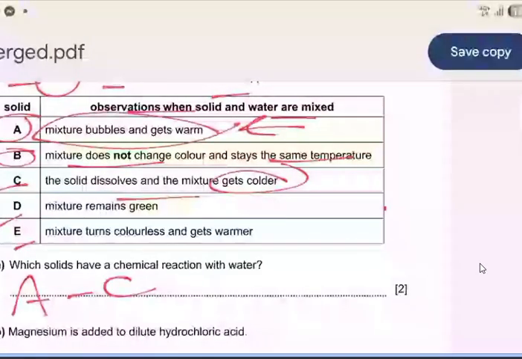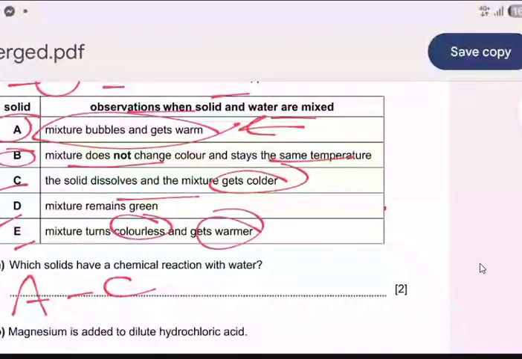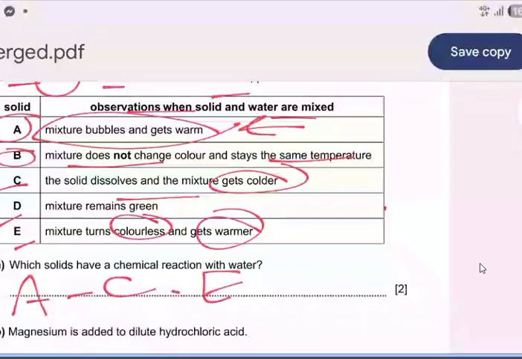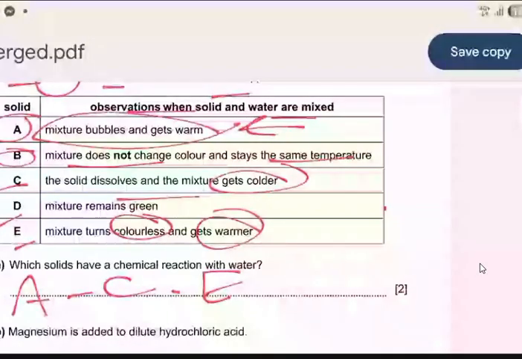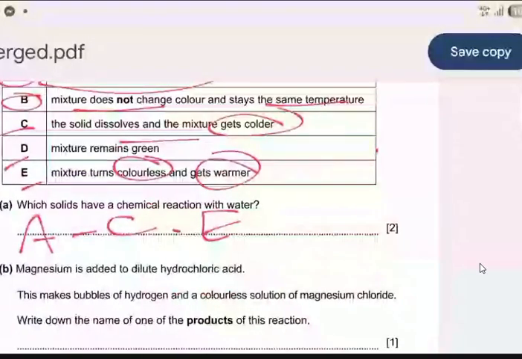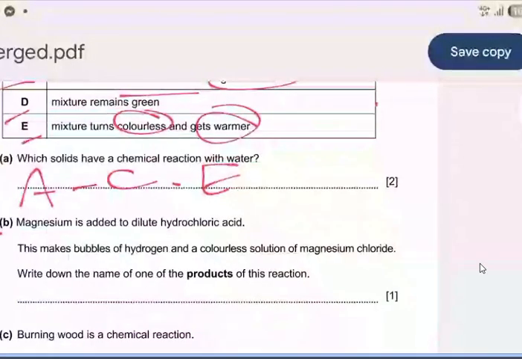Letter D remains green. It means it was green, it stays the same. But the last one, it turns colorless and gets warmer. So is this a chemical reaction? No. Why no? It turns colorless. It changes into colorless and gets warmer. Yes, it changes in the color and it changes in the temperature. Yes, it's a chemical reaction, right? Yes.